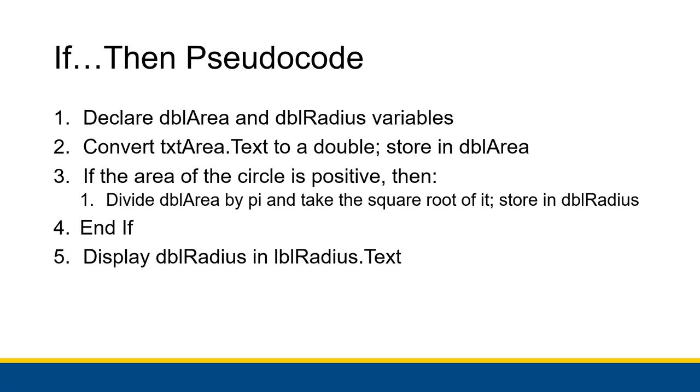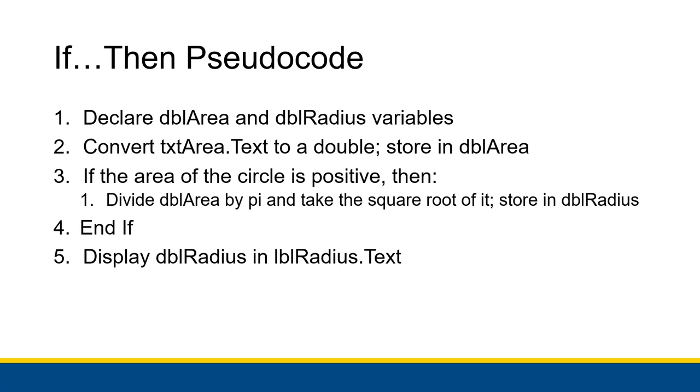However, if the user gives us 0 for the area of the circle, we know that the radius is 0. And if they give us a negative number, we can't take the square root of a negative number, so we shouldn't actually do the square root, right? In the case of the area being 0, we know that the radius is going to be 0, so we don't have to actually do the calculation already.